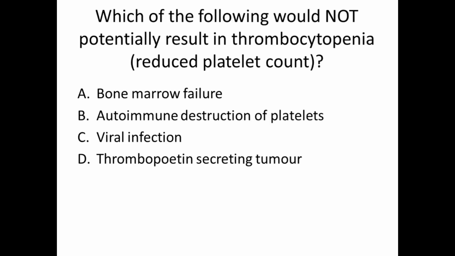Which of the following would not potentially result in thrombocytopenia, or reduced platelet count? Which would not result in this? I think this was already a multiple choice quiz. Yes? Okay. So this would be thrombopoietin, and I will be posting these, so that's good. I just need to unhide them. So thrombopoietin is TPO, which is made by the liver, which promotes the production of platelets in the bone marrow. So thrombocytopenia is a reduced count. So if you had too much TPO, if anything, you'd have too many platelets.